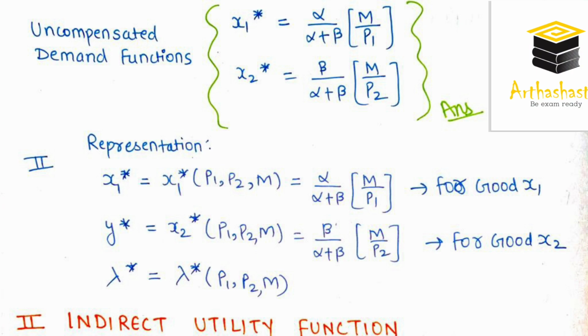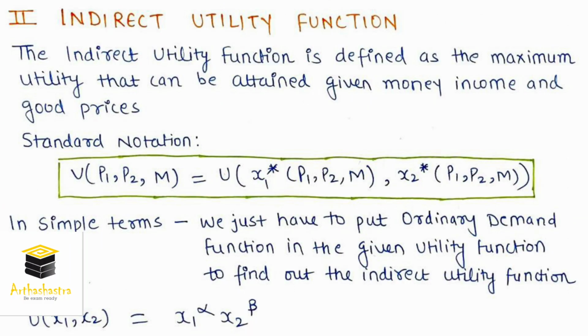Okay, our next part is the indirect utility function. We are asked to find the indirect utility function for this consumer. So let's see what the indirect utility function is. The indirect utility function is defined as the maximum utility that can be attained given money income and goods prices. Okay, so what is the standard notation of the indirect utility function? This standard notation is very important and you have to write it in your papers.